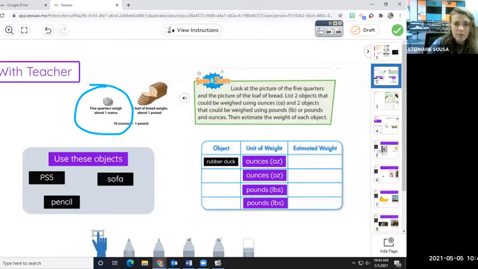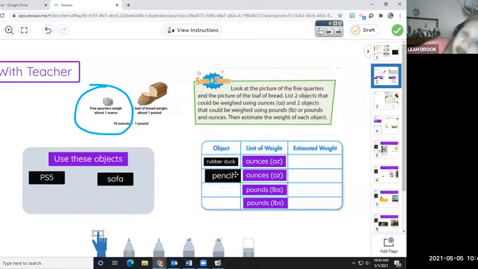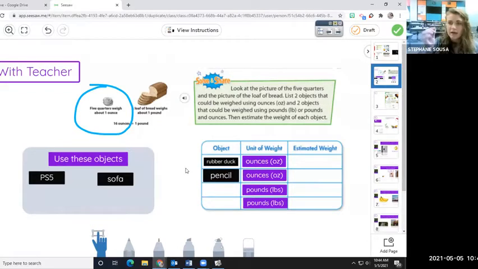Leah, what else might we measure with ounces? The pencil, because it doesn't weigh that much and you can lift it up without even thinking about it. Yeah, you grab it, you got it. Okay, so we just got it in our hand, and that's about the same as having 5 quarters. Okay, so yes, very good.